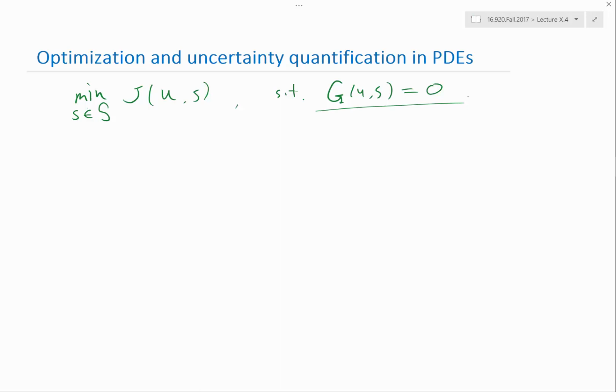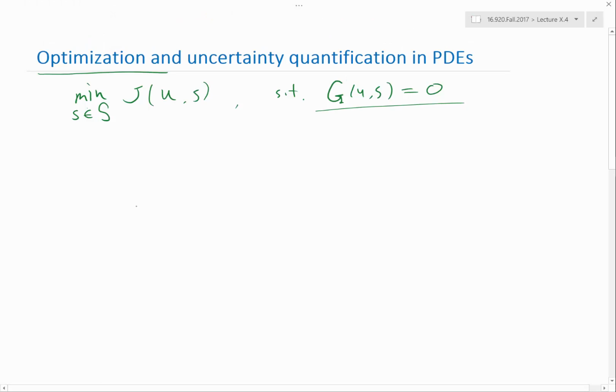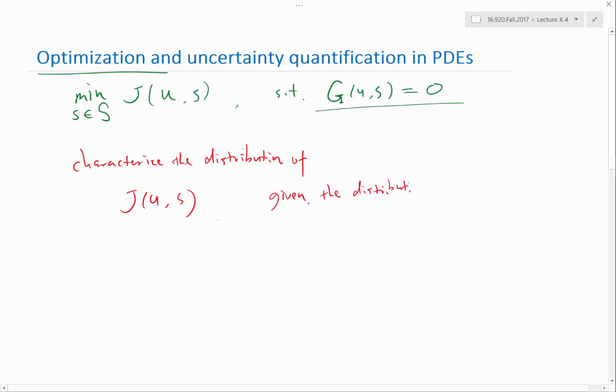And uncertainty quantification, so that was optimization. Uncertainty quantification is a little bit different, but similar in that I want to characterize the distribution of the objective function, let's say J of U and S, given the distribution of S, and that U satisfies the differential equation.